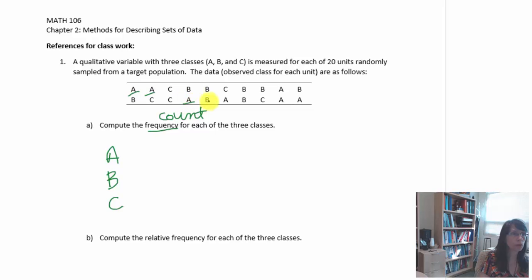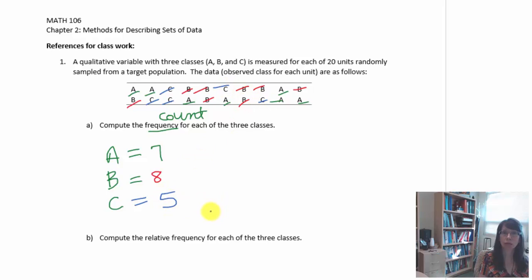1, 2, 3, 4, 5, 6, 7. So our frequency of A is equal to 7. Class B, count all the B's. So we have 1, 2, 3, 4, 5, 6, 7, 8. The frequency for class B is 8. And finally, class C, we have 1, 2, 3, 4, 5. So the frequency for class C is equal to 5.